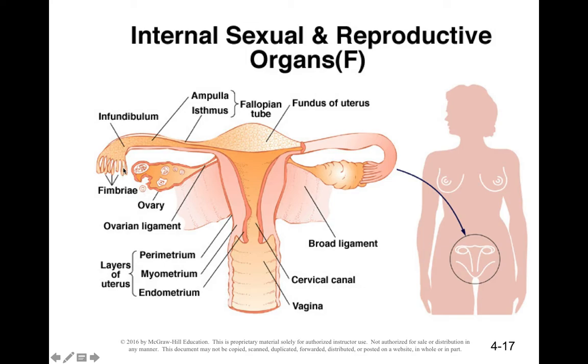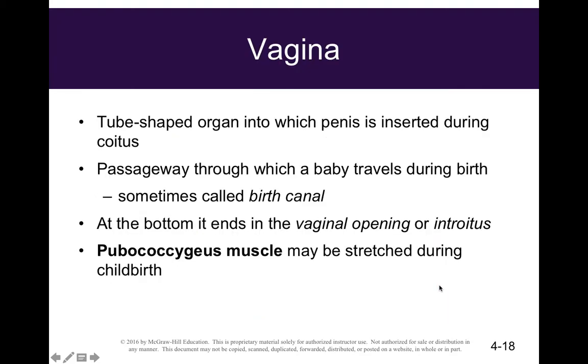Here's the fimbriae of the fallopian tube, the infundibulum of the fallopian tube, the ampulla, and then the isthmus of the fallopian tube. And here's the fundus of the uterus that's at the top of the uterus.